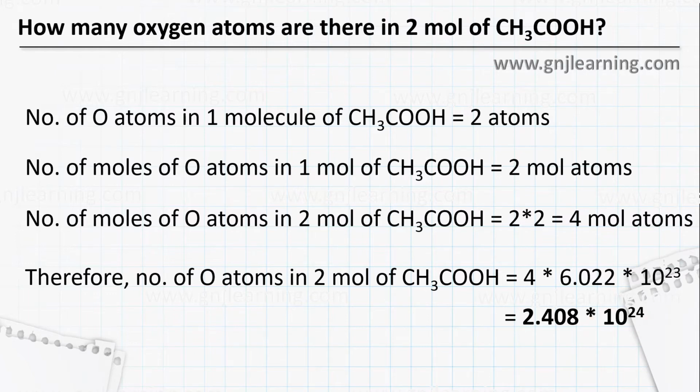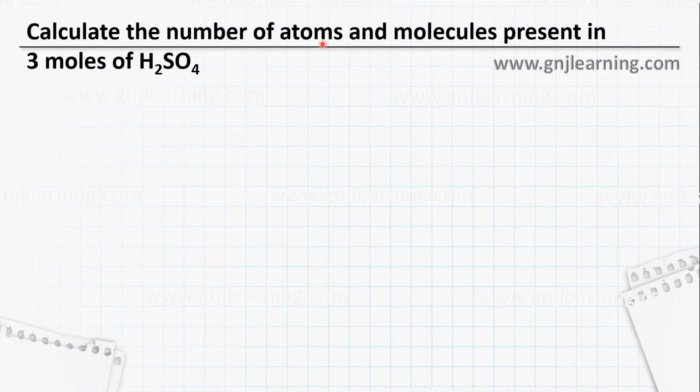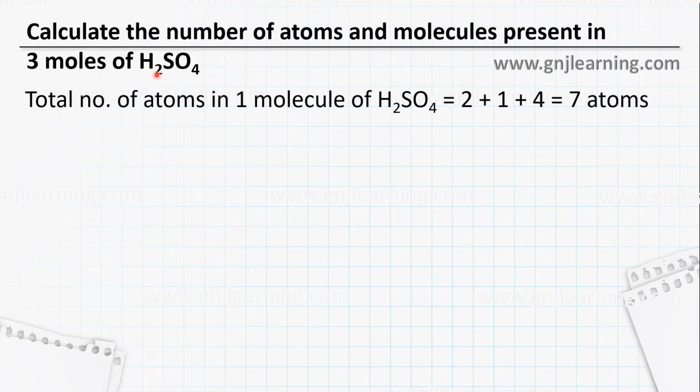Clear, I guess. Next, calculate the number of atoms and molecules present in 3 moles of H2SO4. They are asking for the number of atoms. That means you have to go for all atoms. They are not asking for a specific atom, but for the number of atoms. If you look into sulfuric acid, you will see that there are 2 hydrogen, 1 sulfur and 4 oxygen atoms, making a total of 7 atoms in one molecule.